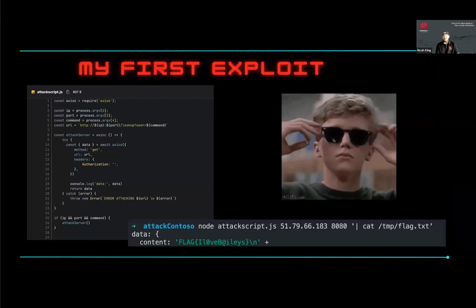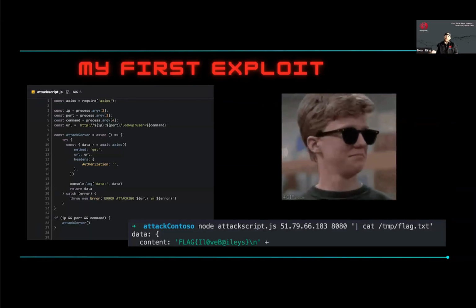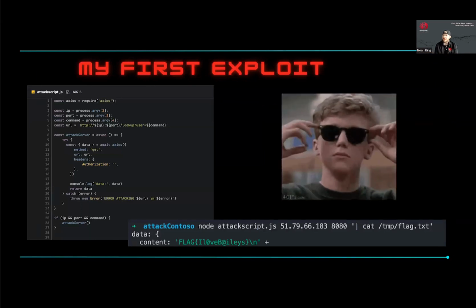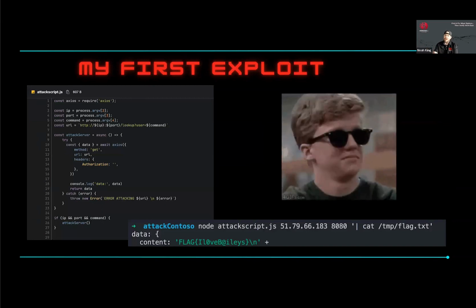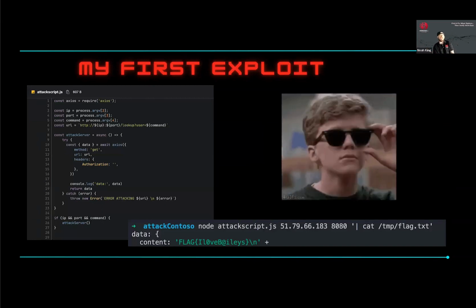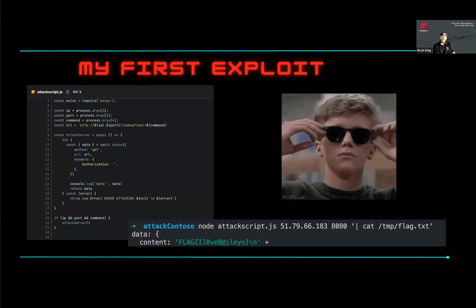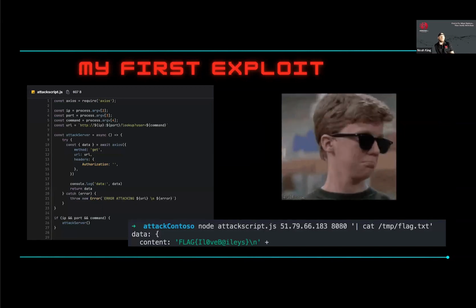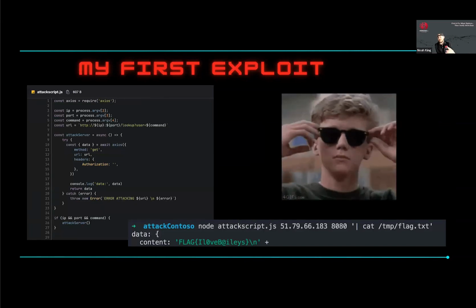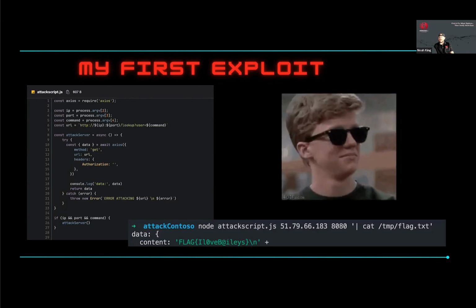But I ended up writing my first exploit. And so here's an actual screenshot of the first exploit that I wrote. It's attack script JS. I wrote it in Node.js. It wasn't even like Python or some of the other standard exploit languages. But it was a very simple 27-line attack script.